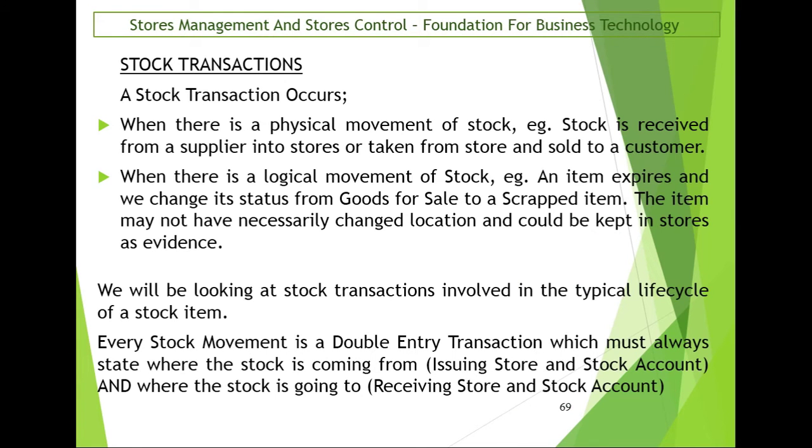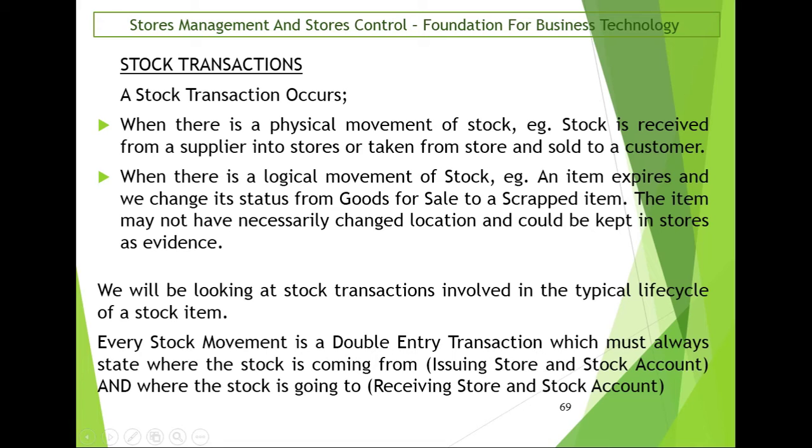A stock transaction refers to one of two things. Firstly, there is a physical movement of stock. In other words, stock has been moved from one place to the other. It could be stock that came from a supplier into our stores, or stock that came from the stores into the factory, or stock from the stores to a customer. So there is a physical movement of stock that represents a stock transaction.